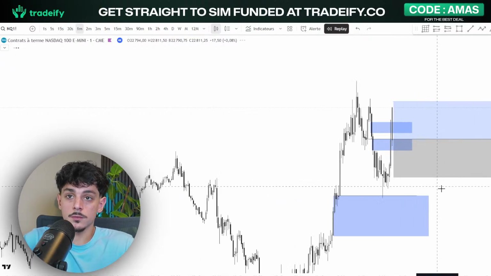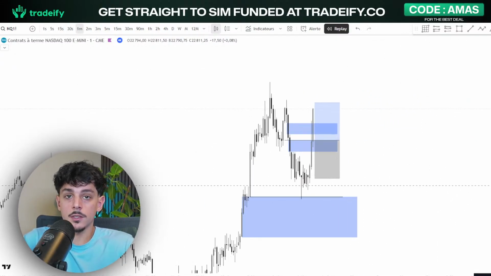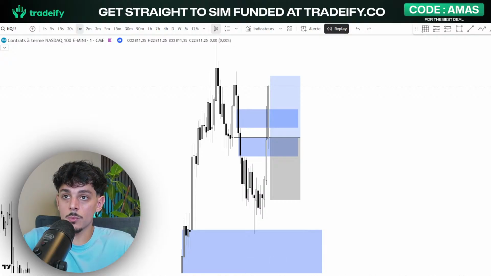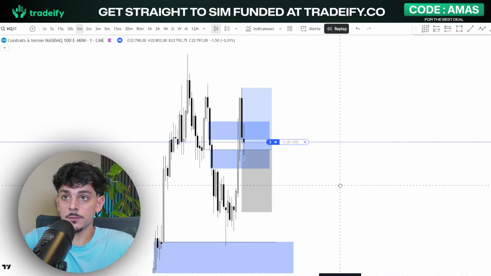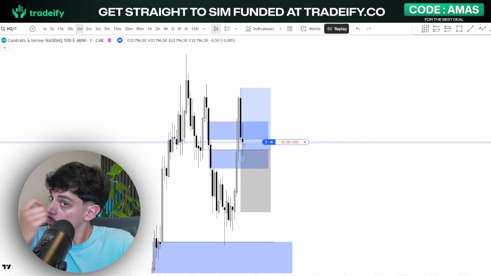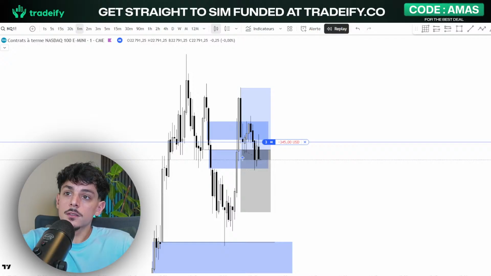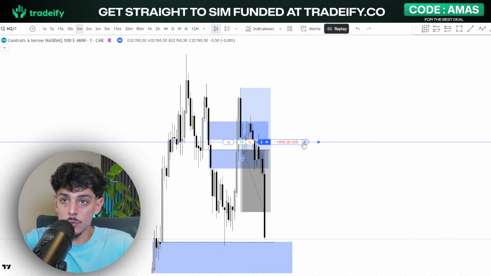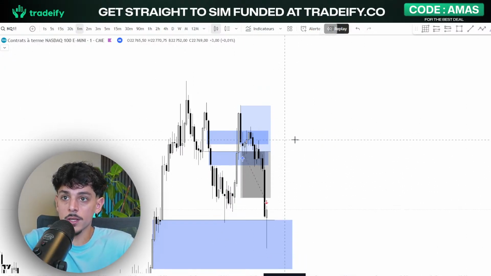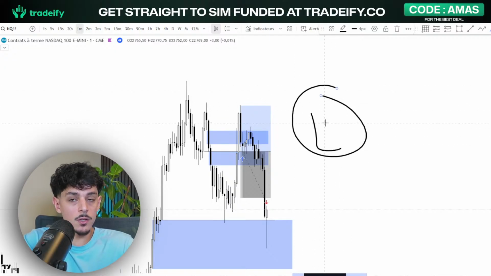Like this. All right. Let's see what it does if we see the pullback. Huge pullback right here. We get tapped in right there. Price holds, then boom, rips towards our stop loss. Boom, L. All right, take your L.